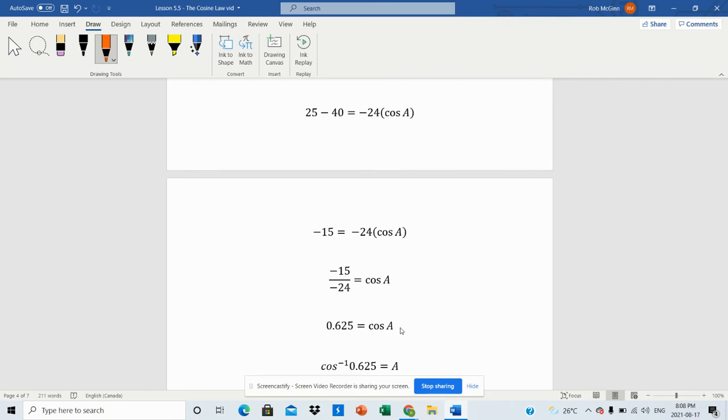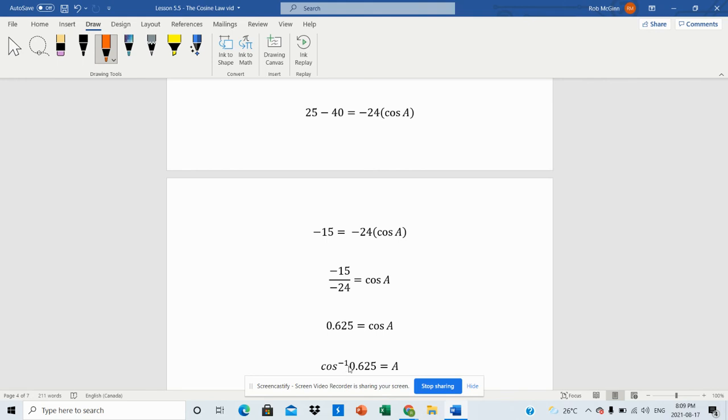When we want to solve for an angle, what we need to do is use the inverse of cos. So cos negative 1. We'll bring that to the other side, and this is the same thing as dividing both sides by cosine. So our cosines over here are going to drop out. We'll just have A. And here, instead of writing it as 0.625 divided by cos, we do the inverse, which is cos to the negative 1.